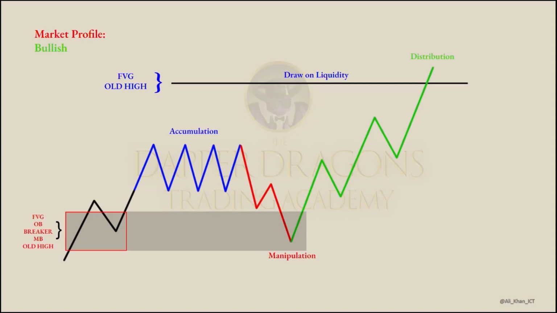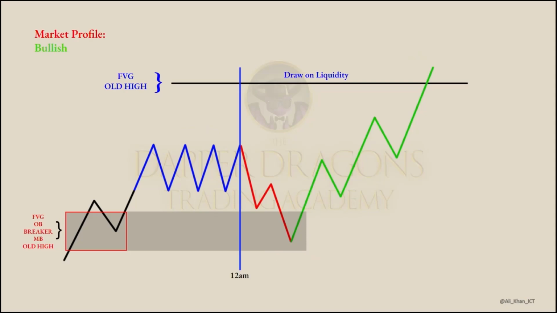What we need to understand about the AMD pattern is this is fractal. It can work on any time frame, and it's a repeating phenomenon that we'll see in the market over and over again. The algorithm is very limited in what it can do. There's only a certain number of ways it can engineer liquidity, and this is one of the main ways it would do it.